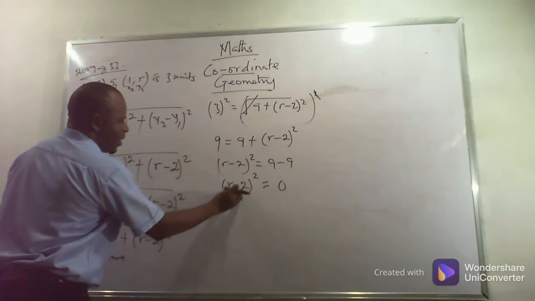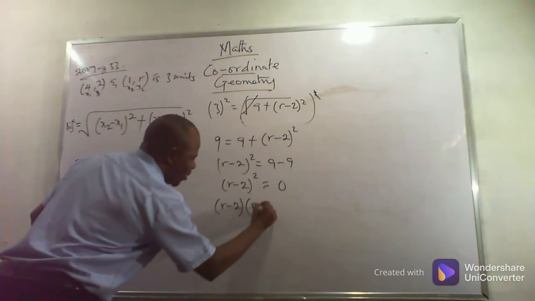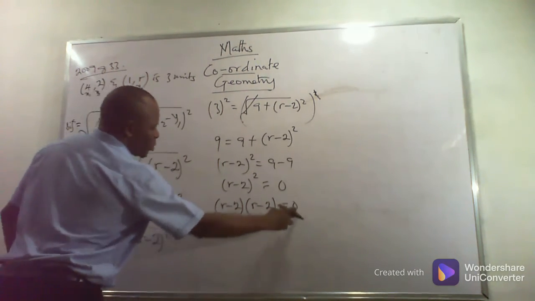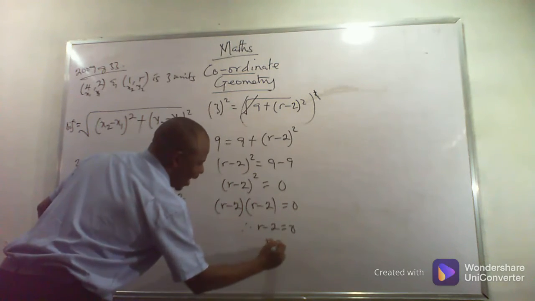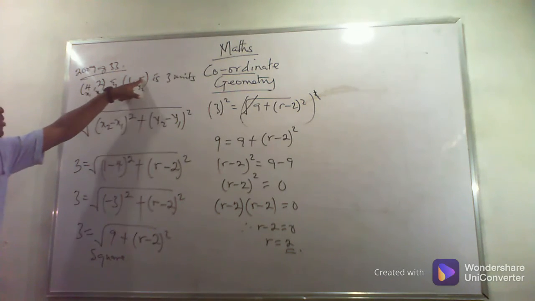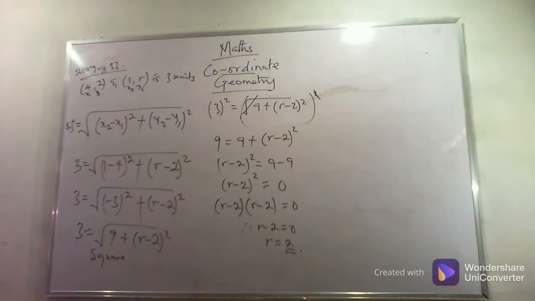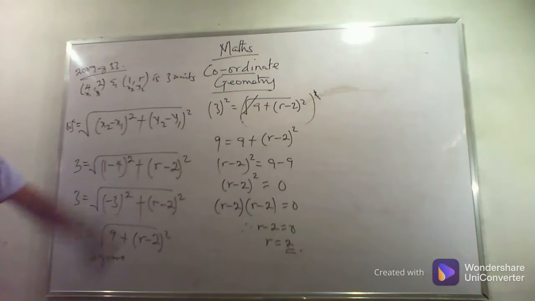Now, this r minus 2 squared implies r minus 2 times r minus 2 equals 0. For this expression to be 0, it means r minus 2 is 0, then r is 2. Meaning the r here is 2. That is the solution to JAMB 2009 question 33.